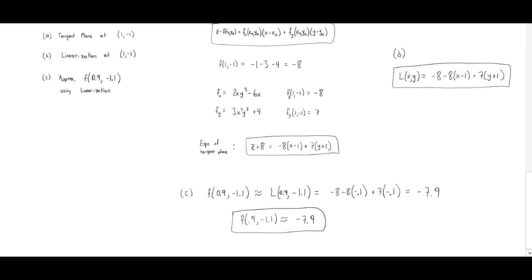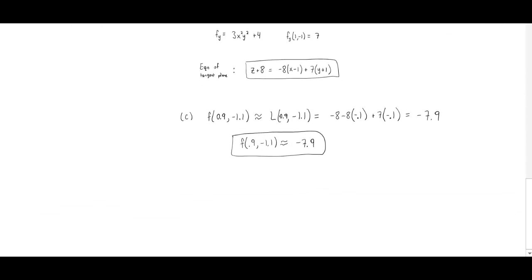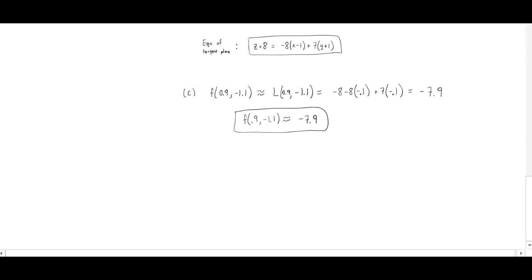Okay. Now I want to talk a little bit about the differential, okay, as well, all right? So let's see here. Let's go back to the equation of the tangent plane, which I have here.